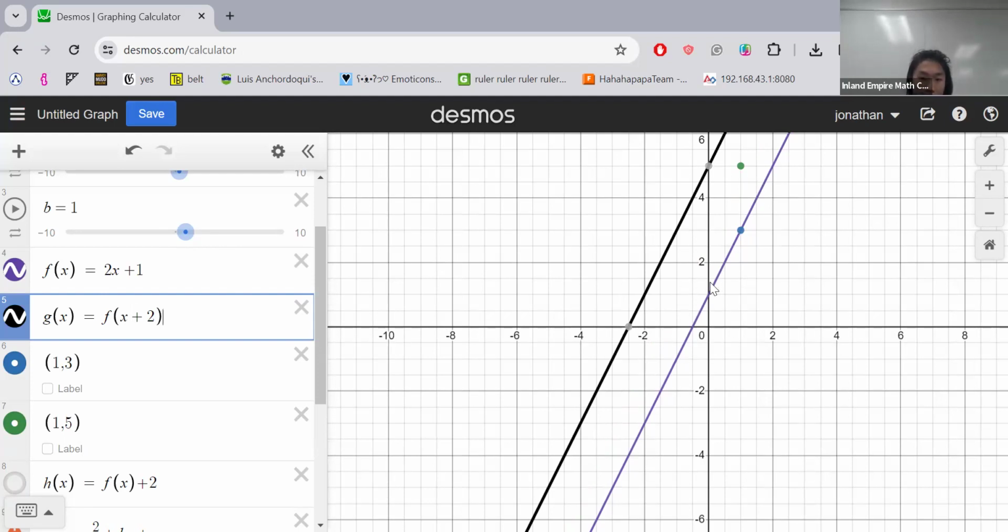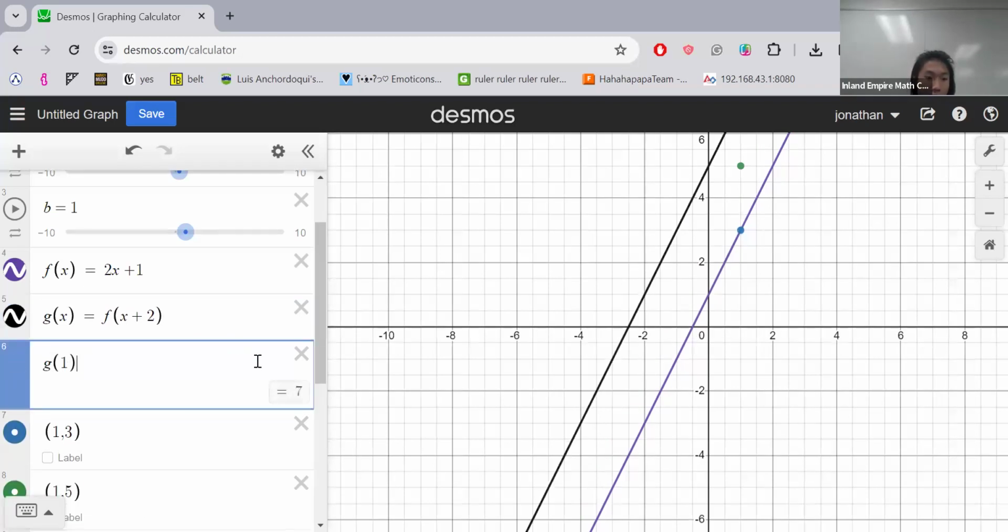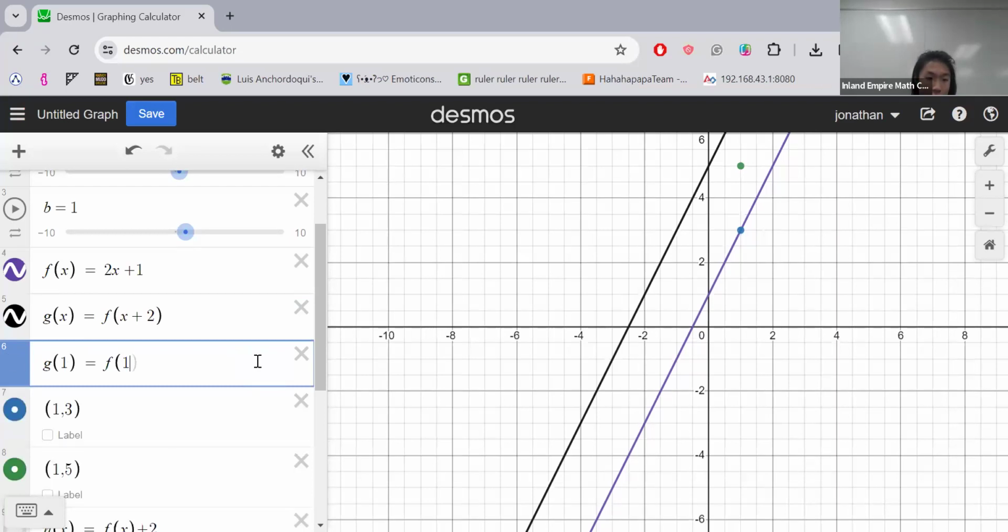All right, so why does it do that? Let's think about what's happening to the x as we input it. So again, we'll go back to the blue point here. So for g of 1, it's going to be f of 1 plus 2. All right, so what we've essentially been doing is for every input, we change the input to add 2 to it, right? So originally, f of 1 is going to give us 3. That's still this blue point here. But now instead of doing f of 1 for g of 1, it's going to be f of 3 because we added 2 to that input.